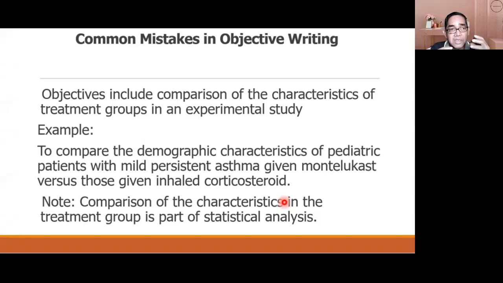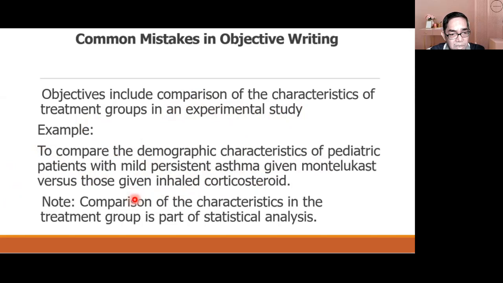Because if the characteristics are not comparable, meaning there is a difference in the characteristics between the two groups of people, then should there be a difference in the outcome, we can't attribute the difference to the drug. For all we know, the difference in the outcome is because of the difference in the characteristics. That's the reason why some people write an objective that includes comparison of the characteristics, as an example, to compare the demographic characteristics of pediatric patients with mild persistent asthma given Montelukast versus those given inhaled corticosteroid.